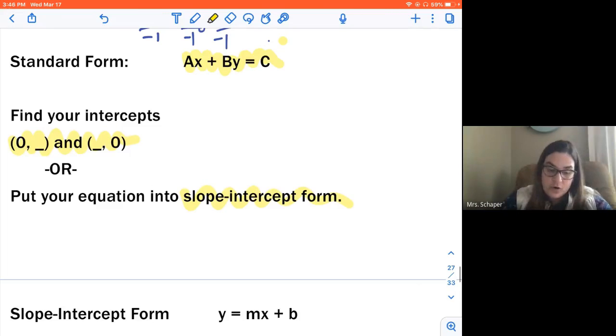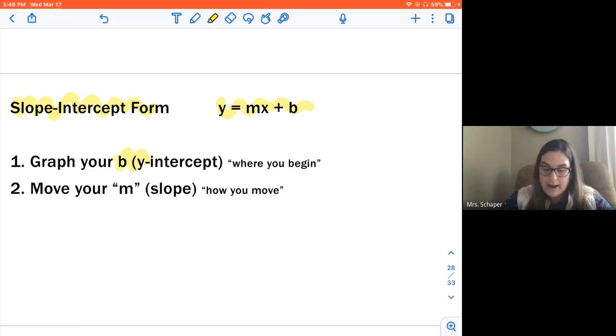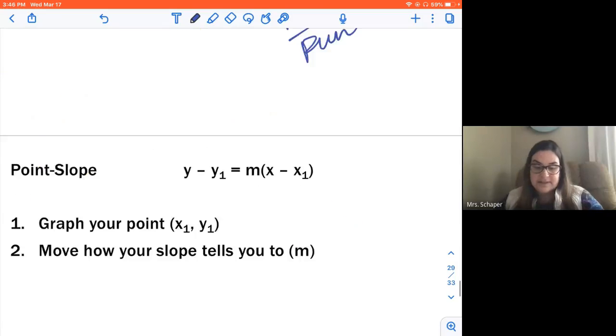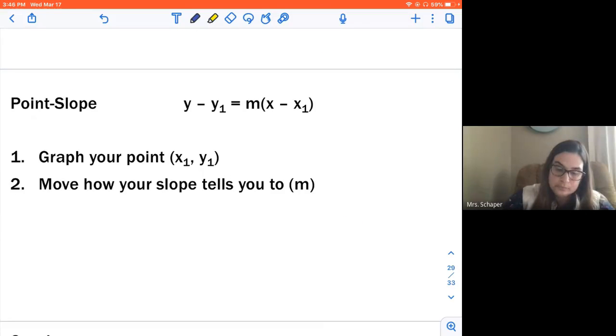For slope-intercept form, if you're going to graph it, you begin at your y-intercept and you move your slope. That's how we rise over run. And then the third form is point slope form, and we start by graphing your point, and then we move our slope. Again, doing that rise over run.